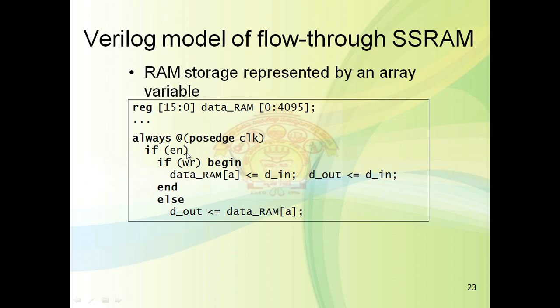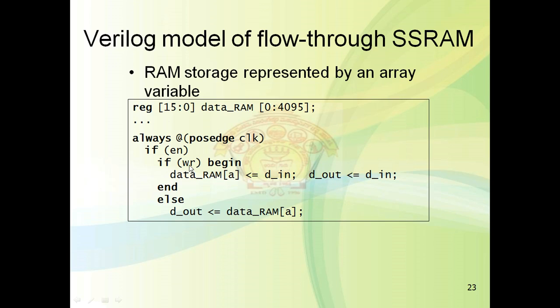So how to represent the flow through SRAM? Here it is. If enable is equal to 1 and if write is equal to 1, we begin: whatever data is on the input data lines will be stored into the data RAM location given by the address. Also, as it is a flow through SRAM, we have to move the input data onto the output lines. So input data is stored into the address location given by the address lines, and we move the data onto the output lines also.